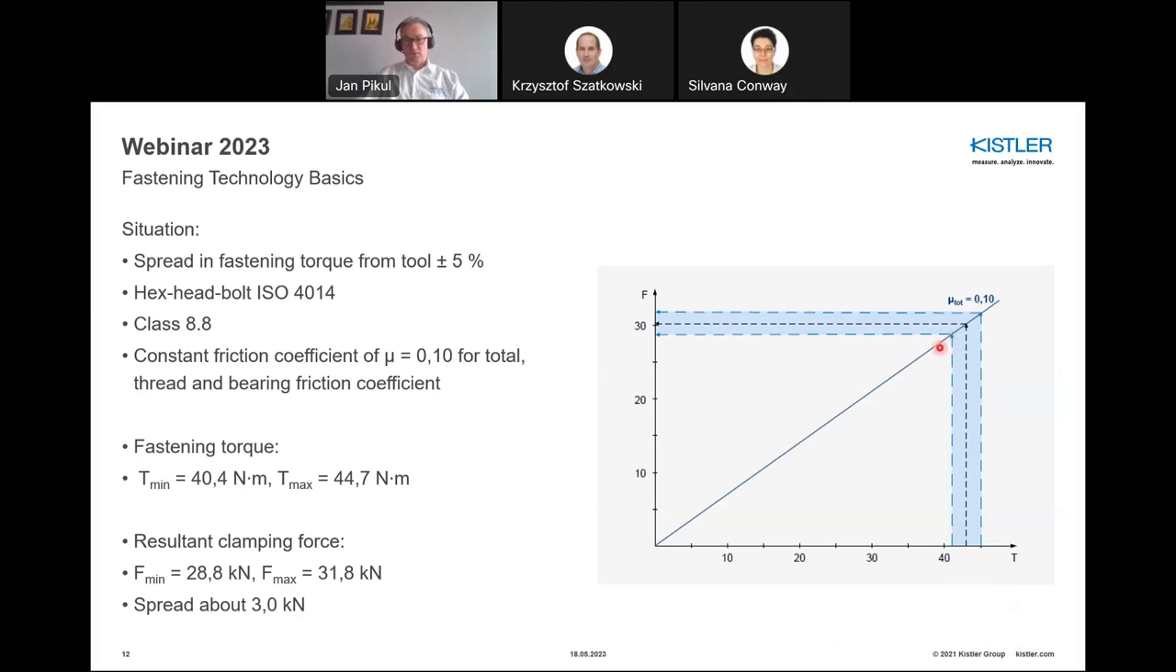We do it under control. We still assume that the friction is stable. Therefore, we see that the calculated clamping force for us to keep the bolted joint and the parts together, we will create the force from 28.9 to 31.8 kilonewton. So it should be enough to still produce parts in good conditions, and the spread is about 3 kilonewton. So definitely it's not a big difference.